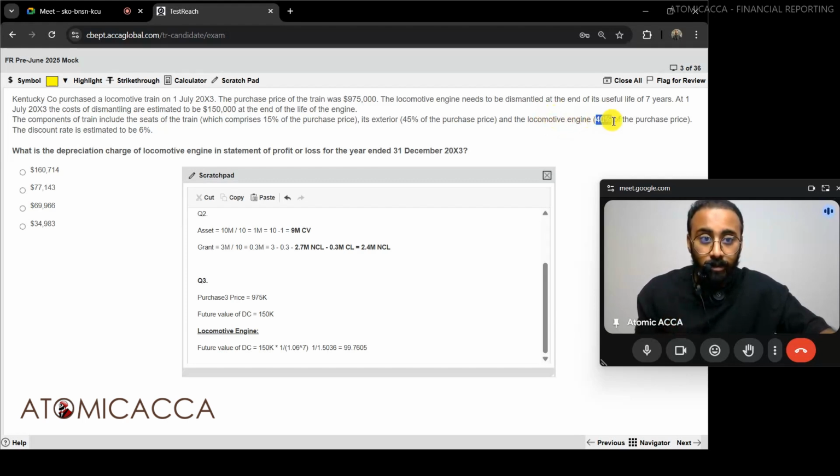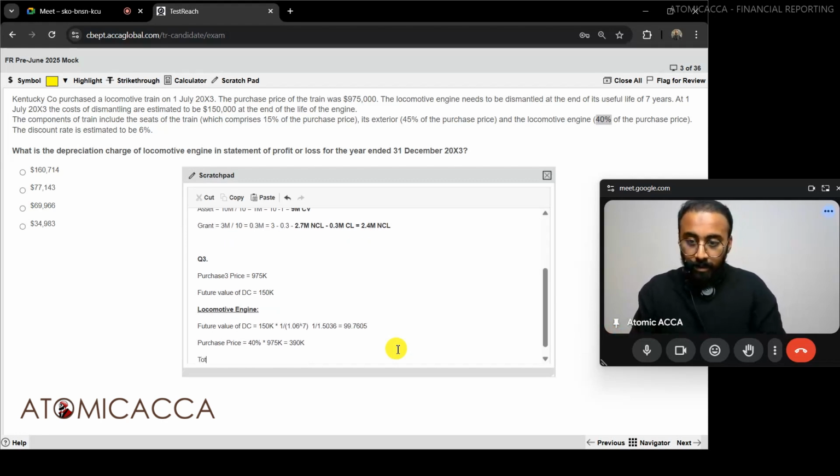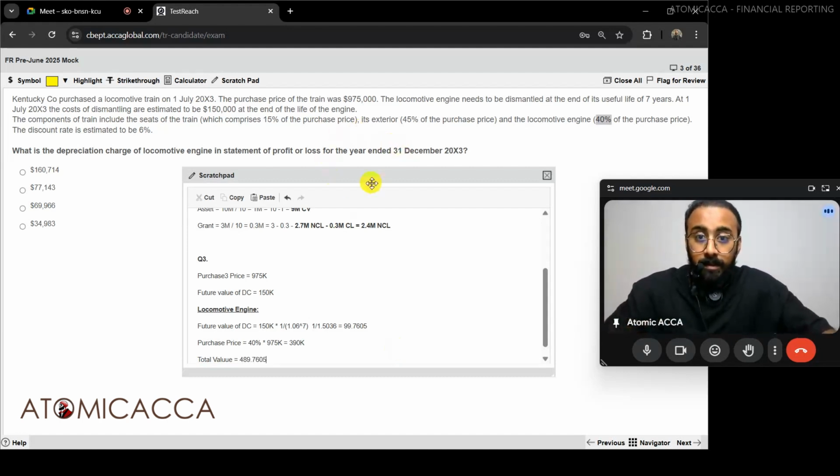Locomotive engine, they told it's 40% of the purchase price. So purchase price is equal to 40 percentage of 975,000. That will be equal to 975,000 into 0.4. That is equal to 390,000. So my total value would be equal to 390,000 plus 99.7605. That's equal to 489.7605. Okay, now we got the asset value.